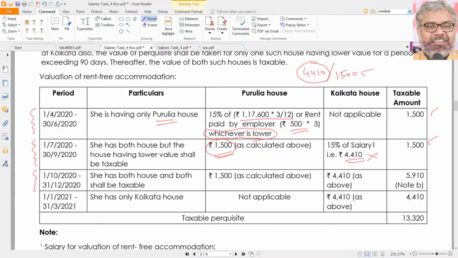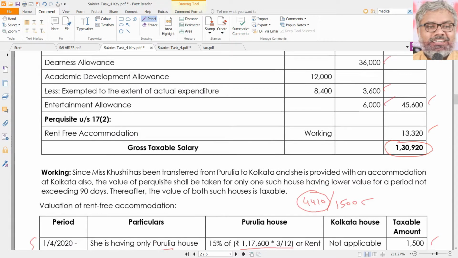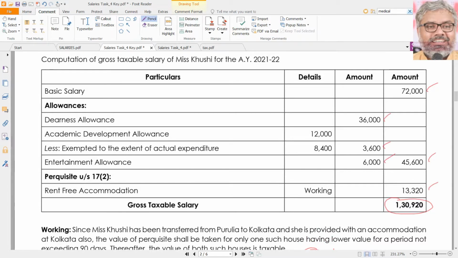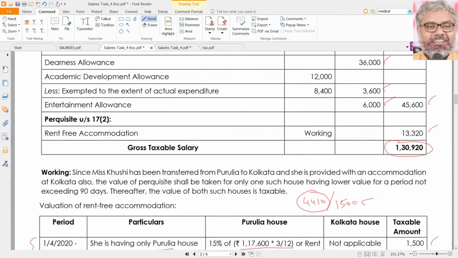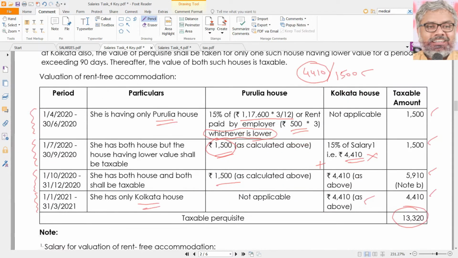After that next 3 months, both will be there. Both. So 1,500 plus 4,410, that total will be 5,910. Then the last 3 months, only Kolkata house, 4,410, as we already know, that will be taken. So total of all this is 13,320. That is included here. Then the total gross taxable salary will be 1,30,920.